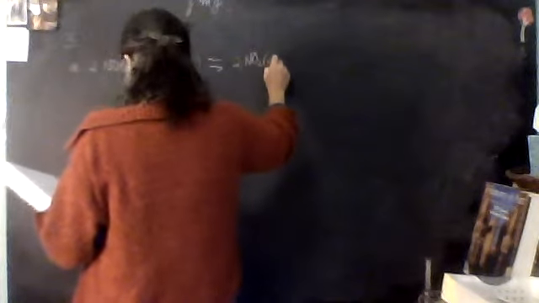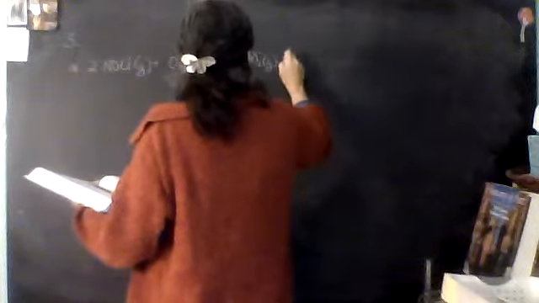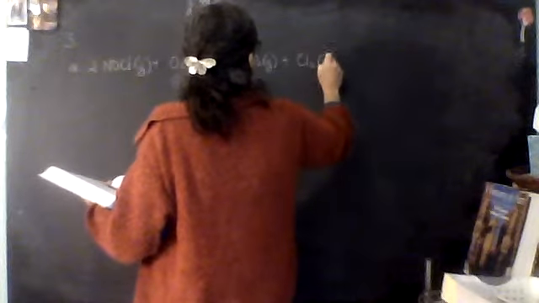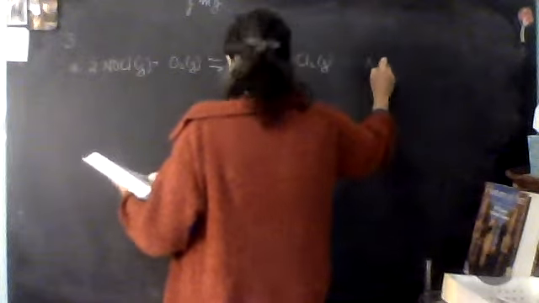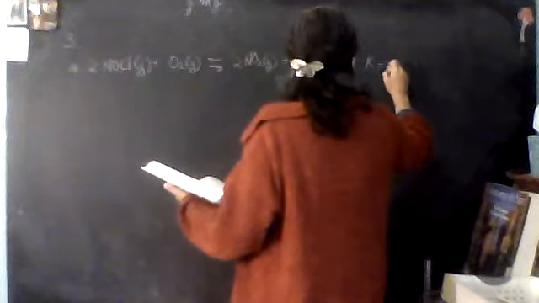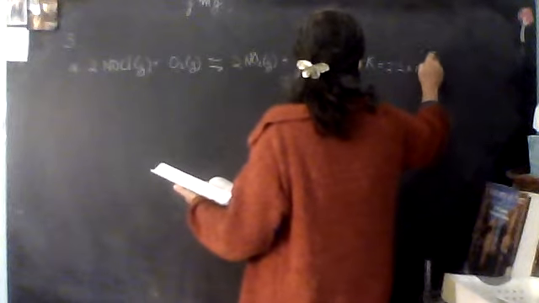2 NOCl gas plus O2 gas is in equilibrium with 2 NO2 gas plus Cl2 gas. K equals 2.2 times 10 to the negative 5.